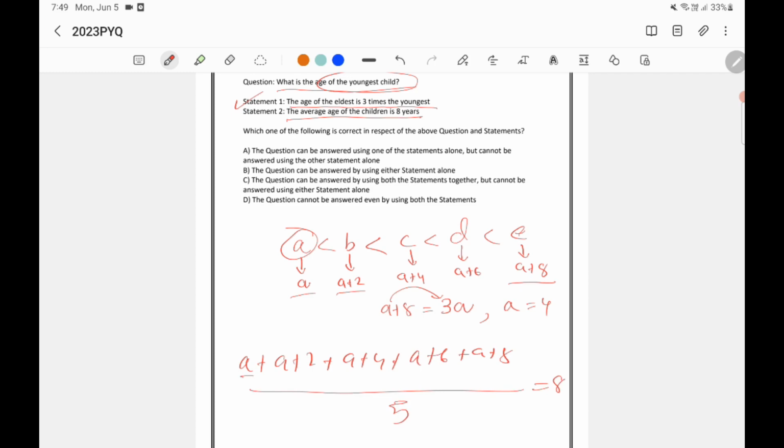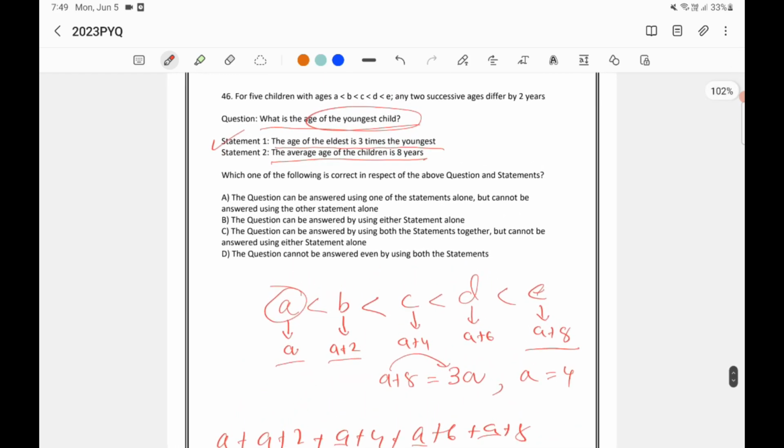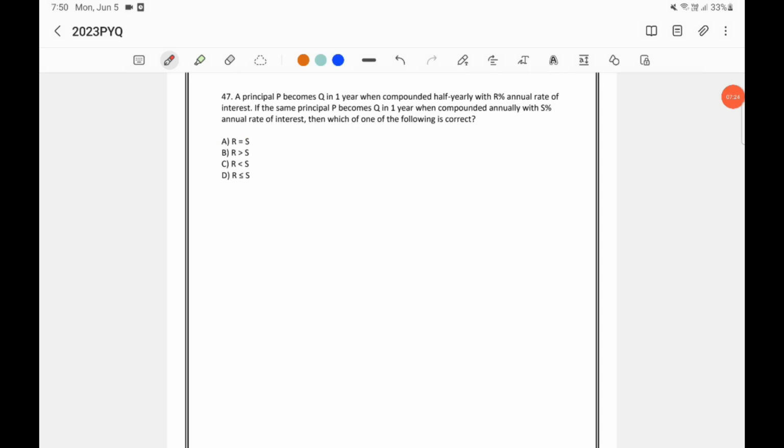Here there is only one variable A, so we can find out the answer. So by statement 1 alone or statement 2 alone, you can find out the answer. Right? So this question can be answered by using either statement alone. So option B is the right answer. Okay, let's move on to the next question.